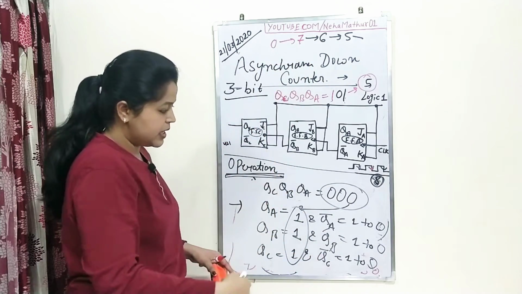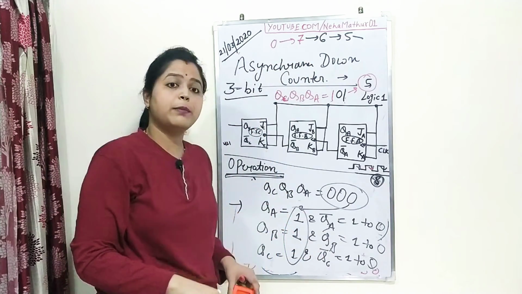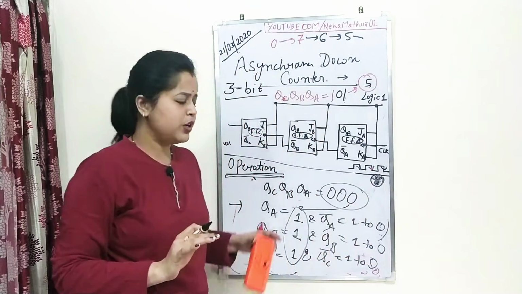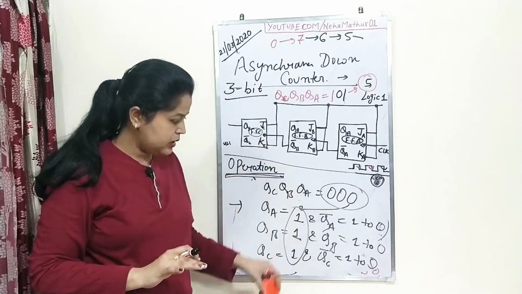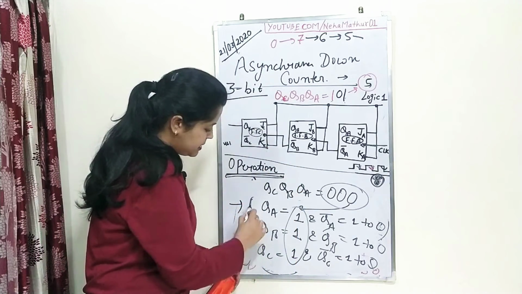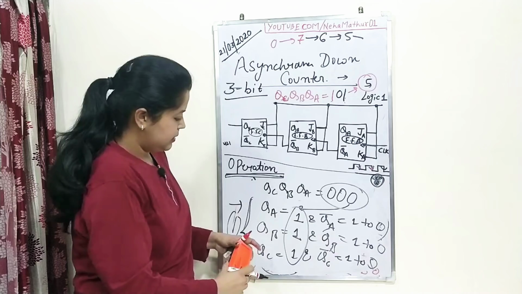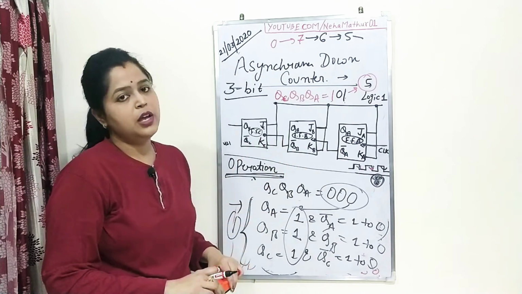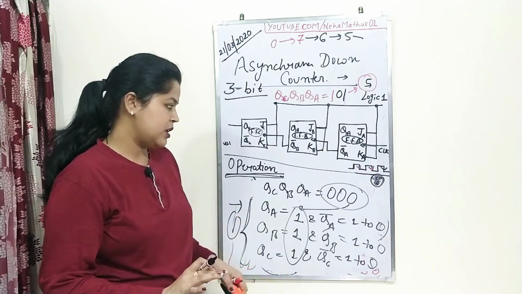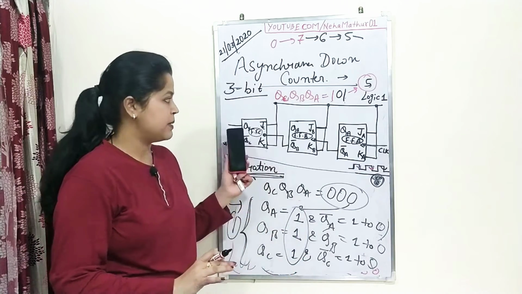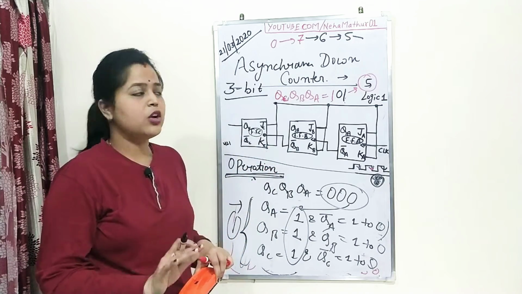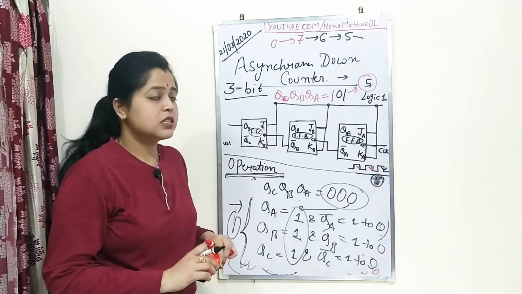Similarly, the steps will repeat 8 times, because you are going to count 8 digits, but there is no need to represent all the steps. It is sufficient to represent these 3 steps, which is the complete cycle for these 3 flip-flops. The same operation is repeated 8 times to represent the complete cycle. Fine. So this is the general working of the 3-bit asynchronous down counter.